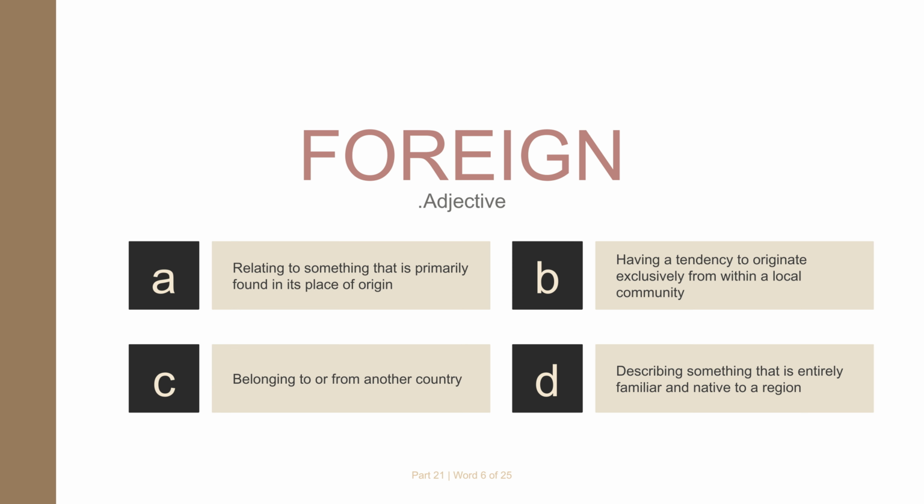Question 6. What is the meaning of foreign? Option A. Relating to something that is primarily found in its place of origin. Option B. Having a tendency to originate exclusively from within a local community. Option C. Belonging to or from another country. Option D. Describing something that is entirely familiar and native to a region.